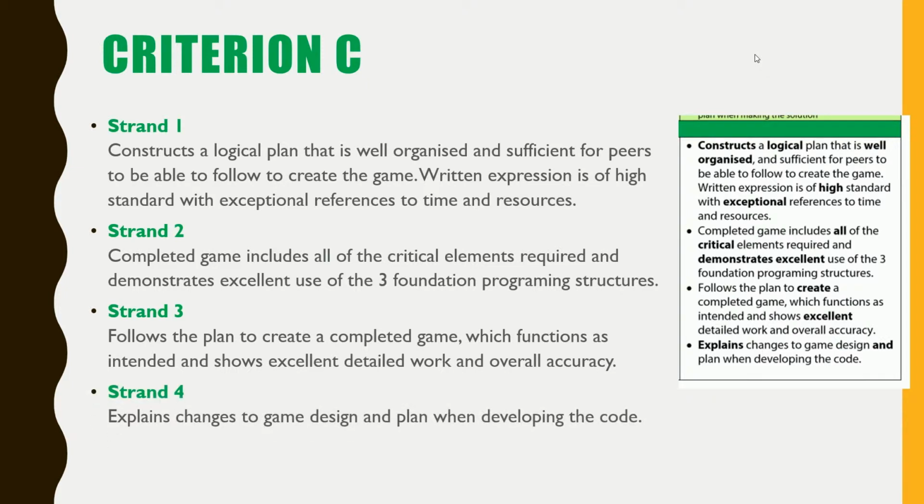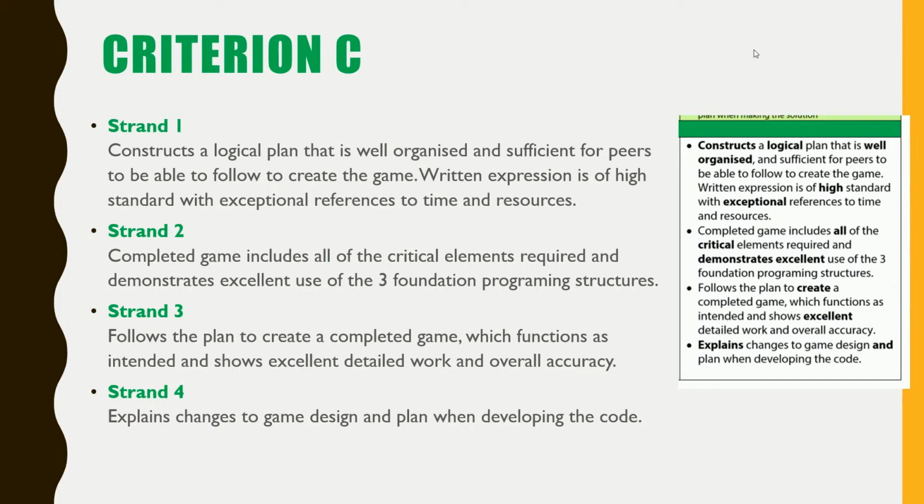And then strand 4 explains any of the changes to the design and plan while developing the code. Changes to the design refers to the design that you've written, as you did in Criterion B, whereas changes to the plan is as you're building the product, if you find any issues as you're going, what do you do and how do you fix it? So we want to see your struggle and then how you resolve the issues. Okay, so the logical plan is pretty straightforward.